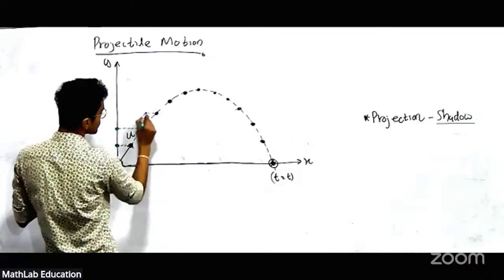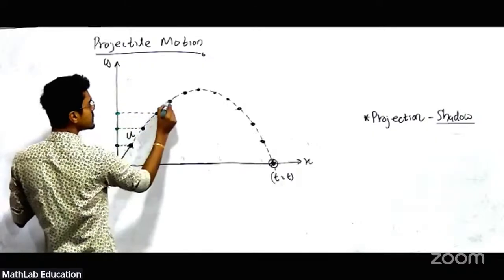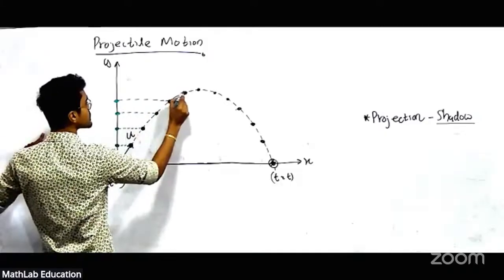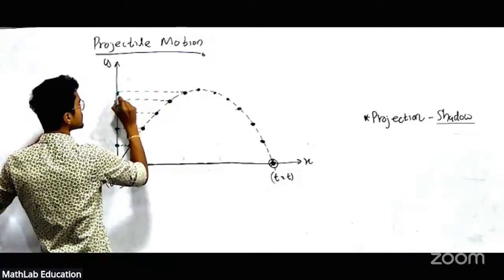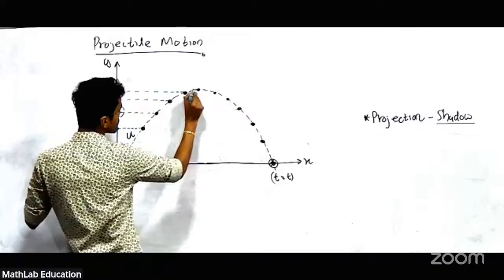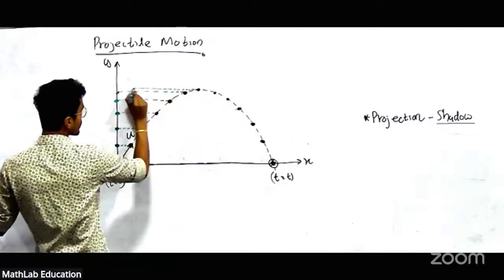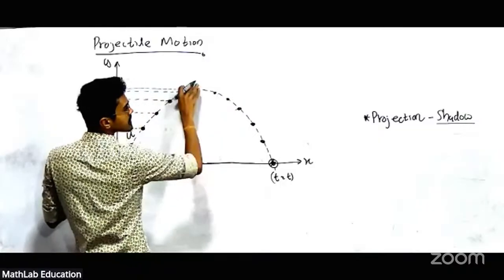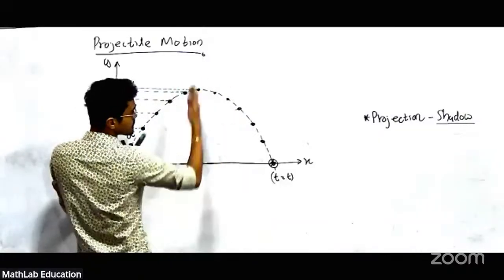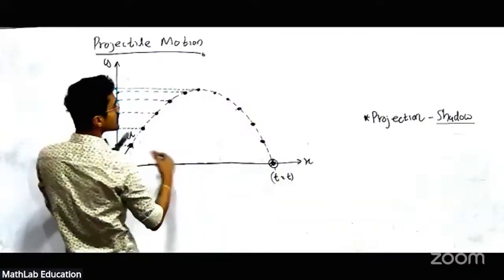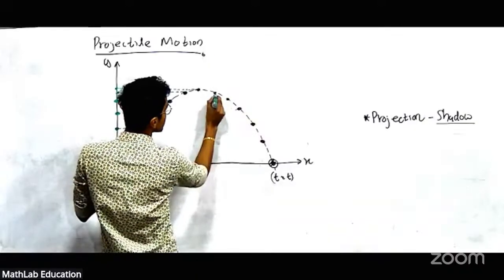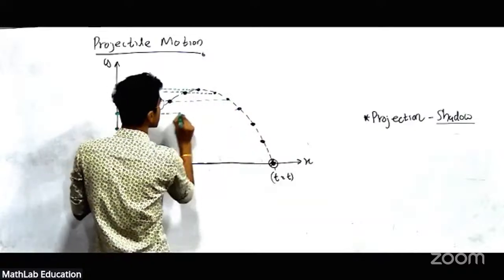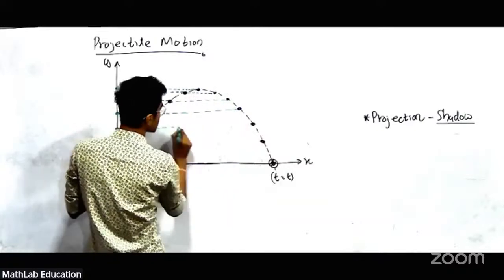And the vertical projection here is at here. And vertical projection here is at here. And vertical projection with respect to this topmost point is here. And again, when the object moves the second half of the motion, the shadow is again at the same point. This is again at the same point.